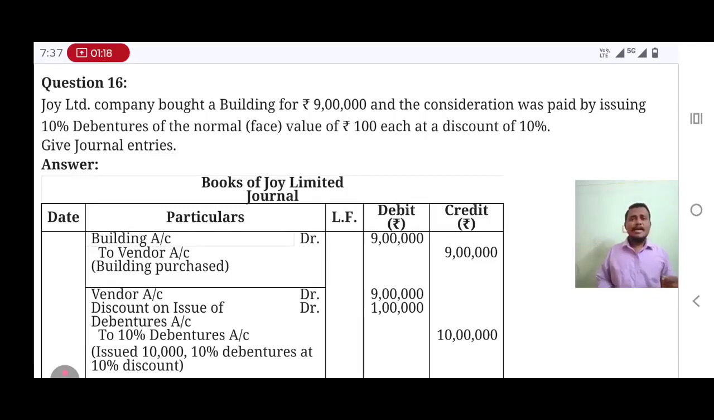So 9 lakhs, 9 lakhs. 10,000 into 90 will go for vendor, 10,000 into 10 will go for discount, and 10,000 into 100 will go for debentures account. That's all.